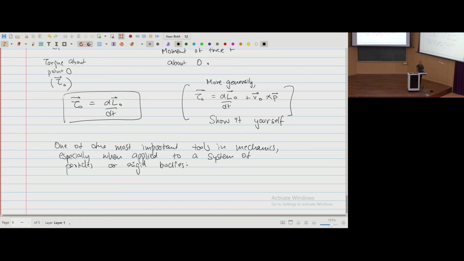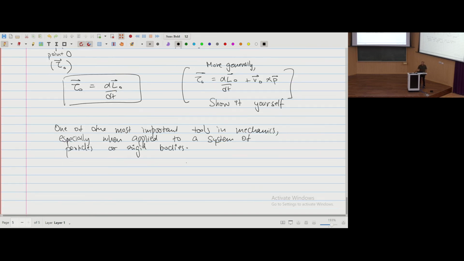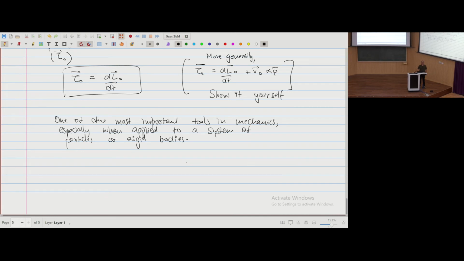This is one of the most important tools that we have in mechanics when applied to rigid bodies, which is a collection of particles. Doing similar to what we did in linear momentum, we can define an angular impulse, and we will call this the angular impulse momentum principle.